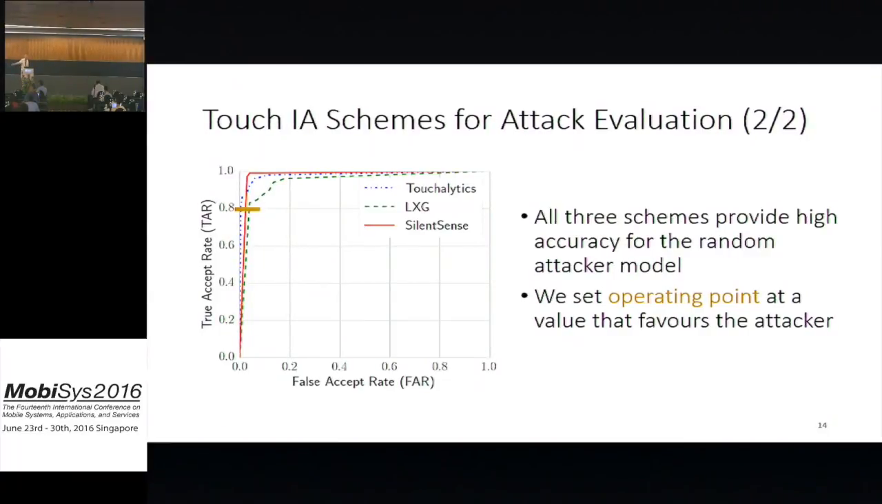That's what we want for our attack. I'm showing it on the slide, the yellow or green bar. The false reject rate is 20%, and the false accept rate for 2 of the schemes is less than 1%, and for LXG, I think it's 3 or 4%.